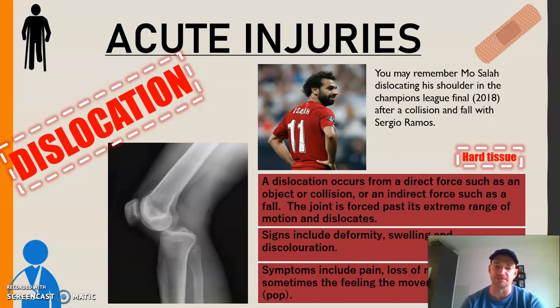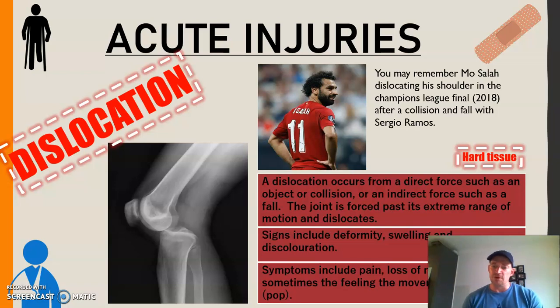Next one, dislocation. Now, dislocation occurs from a direct force, such as an object or collision, or an indirect force, such as a fall. The joint is forced past its extreme range of motion and dislocates. Obviously, there's a limit to how far a bone can move within a joint. If it moves beyond that, it might dislocate. You've got certain structures holding it together, but again, they're sometimes not strong enough, particularly when large forces are put through that joint.